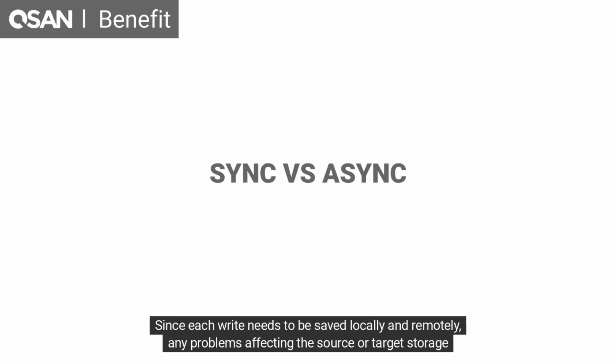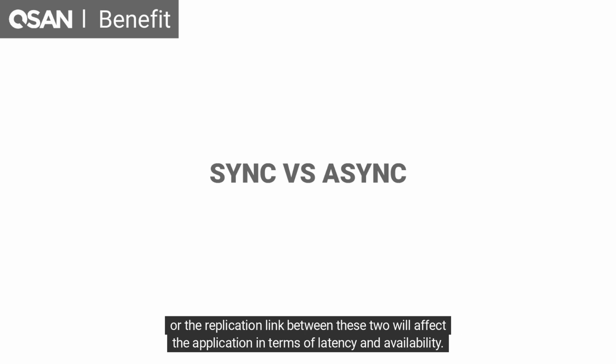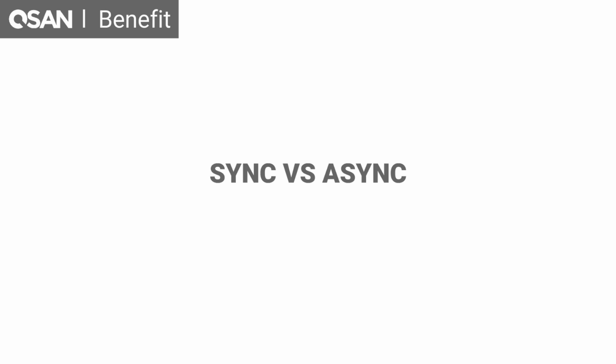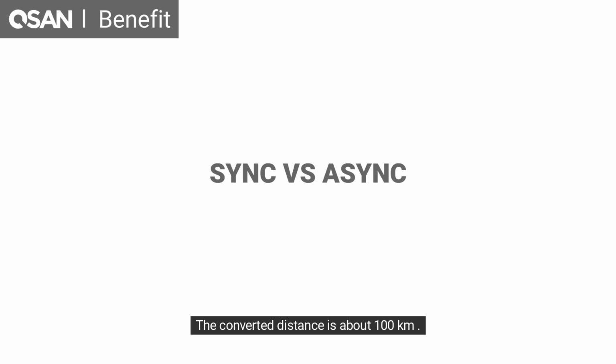Since each write needs to be saved locally and remotely, any problems affecting the source or target storage or the replication link between these two will affect the application in terms of latency and availability. As the distance between the source and target increases, this response time also increases. It is recommended to ensure that the link delay between the source and target is less than 10 ms. The converted distance is about 100 kilometers.